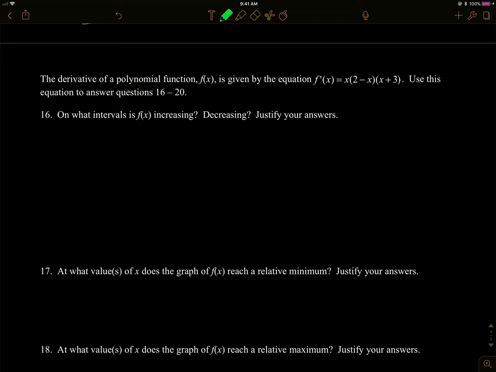Okay, here we're given not the table, not a graph, but an equation of a derivative. And they're going to ask us about f. So on what intervals is f of x increasing? What we want to do is a sign analysis on f prime of x.